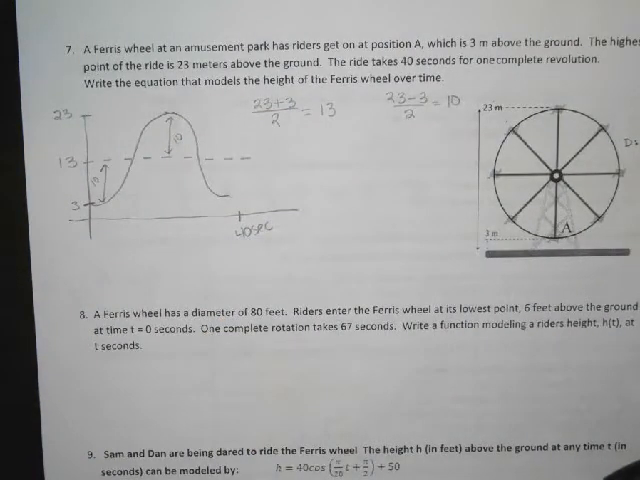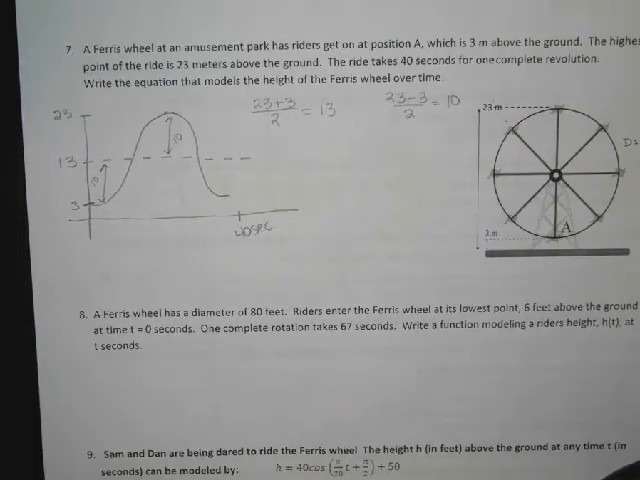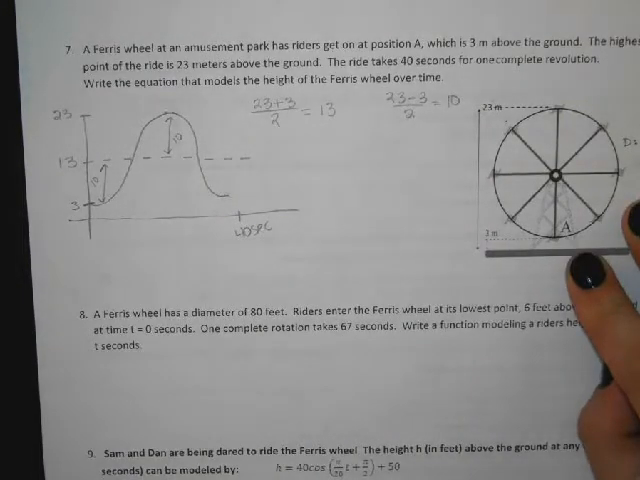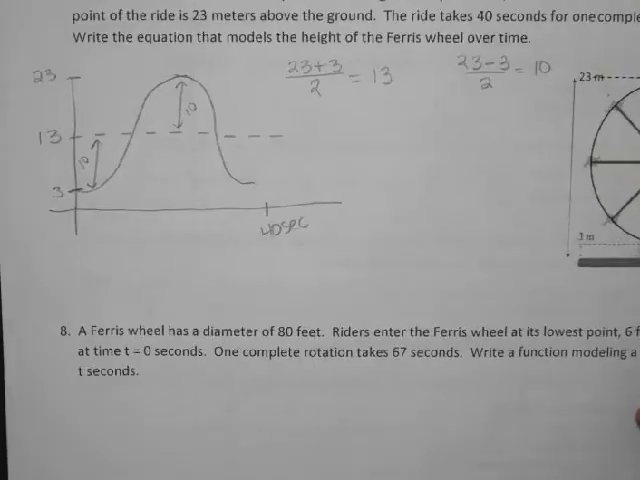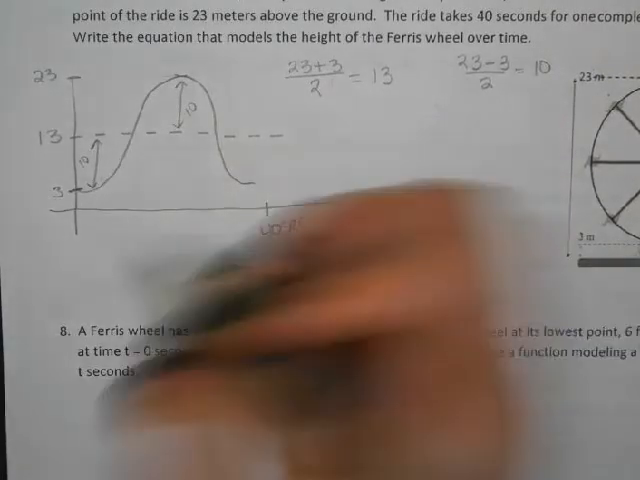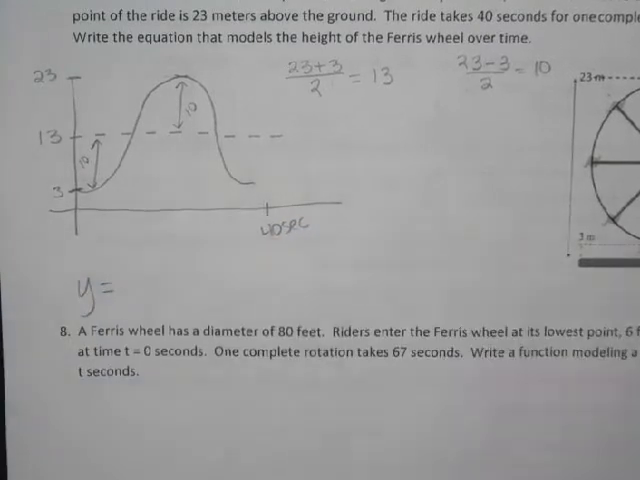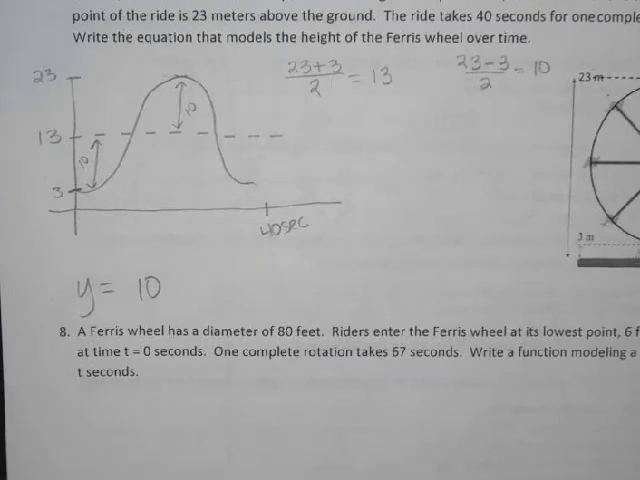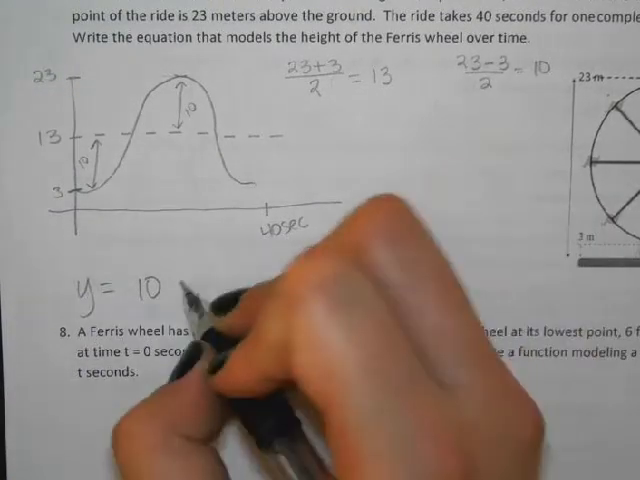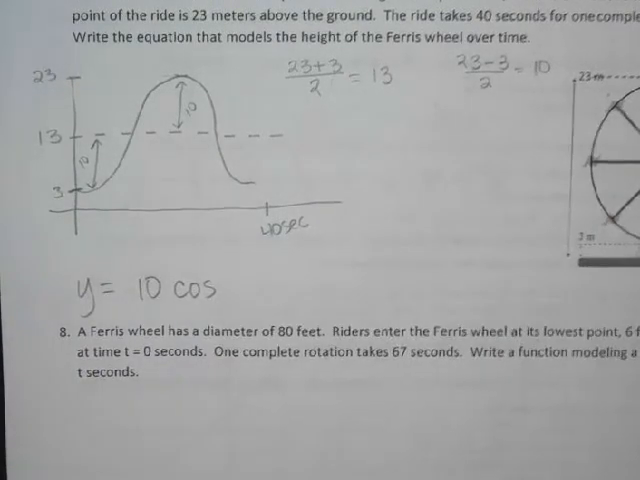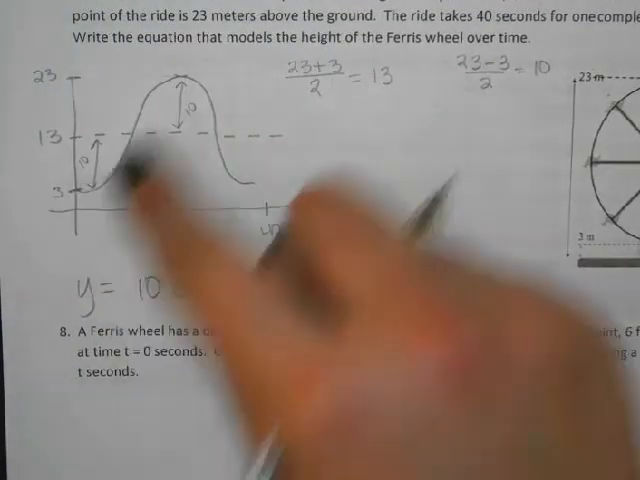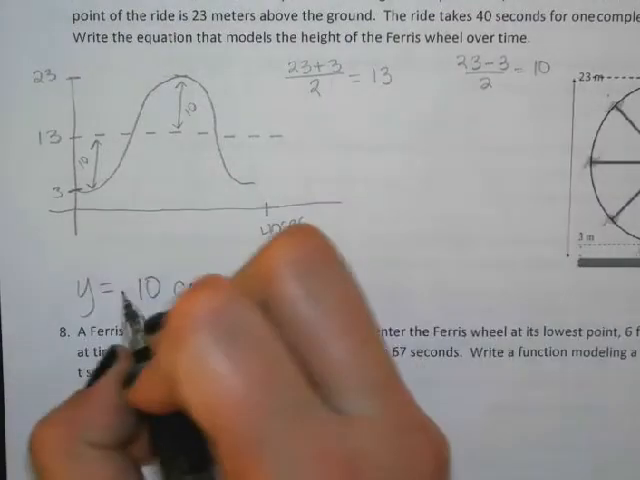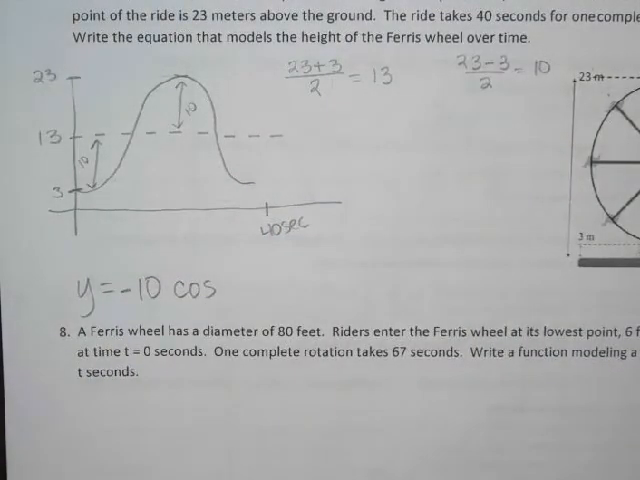We are going to start writing this equation. What they wanted us to do is write an equation. So what type of equation are we writing? Cosine. Y equals 10 cosine, because the amplitude is 10. Is that 10 supposed to be positive or negative? Negative, because it's an upside down graph. It starts at the bottom. So that's a negative 10 cos.